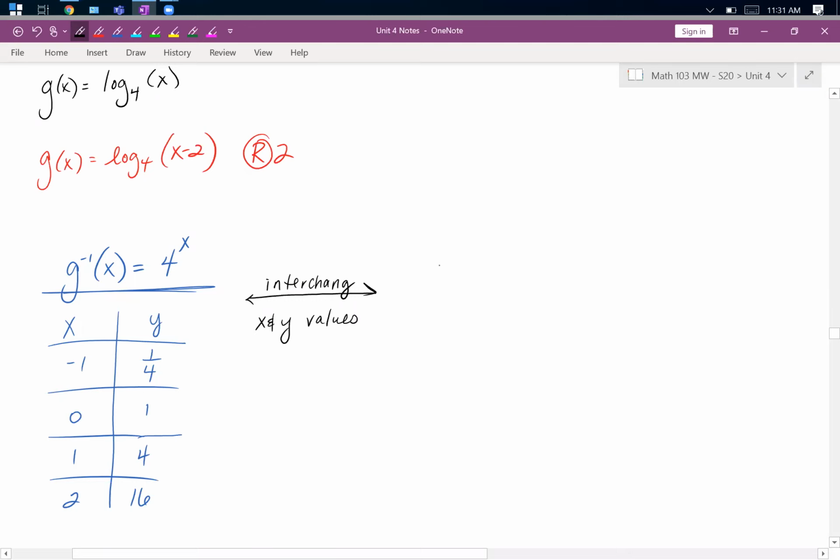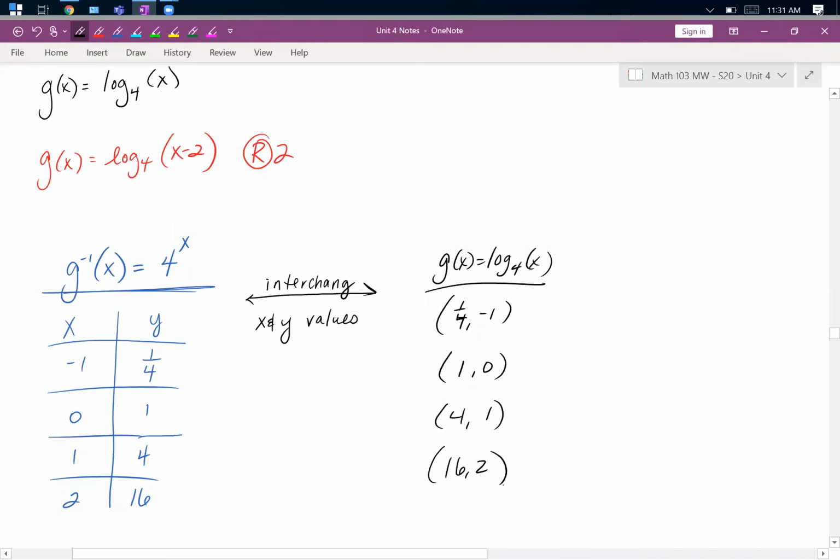So the points for g of x equals log base 4 of x are (1/4, -1), (1, 0), (4, 1), and (16, 2). Questions on anything I have done so far?